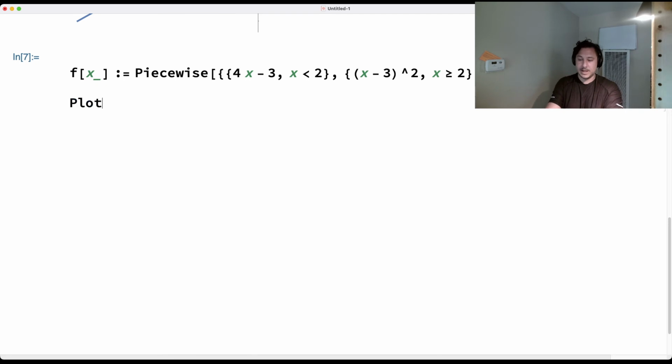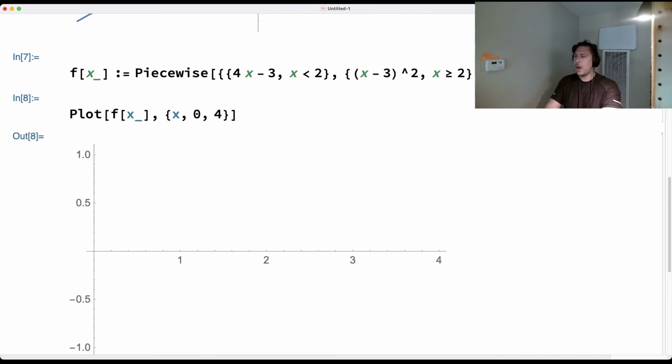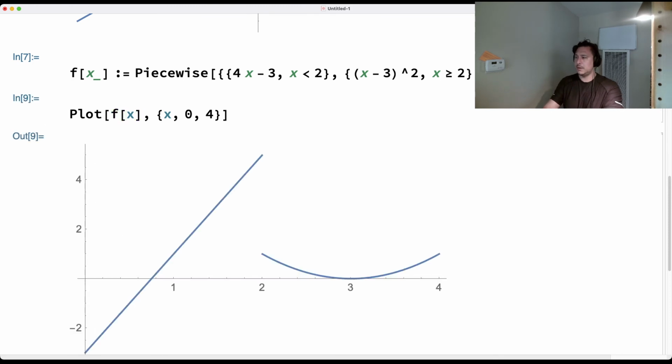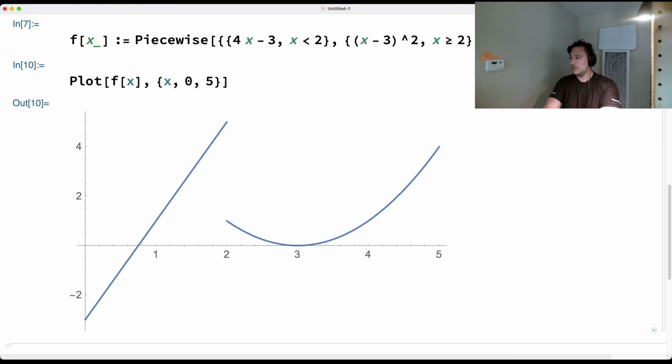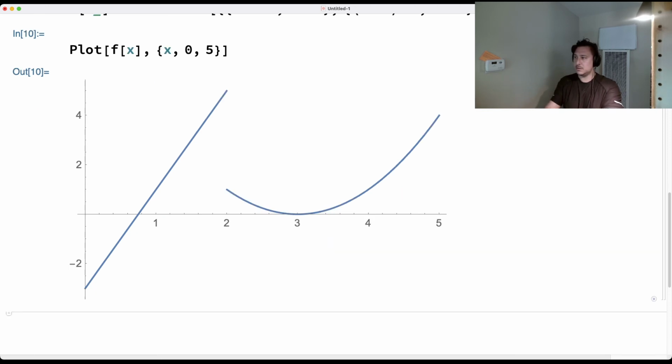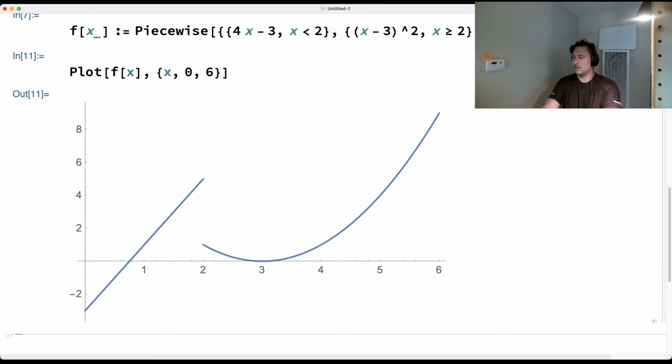And let's plot this function, where the x's shall go between, let's say, 0 and 4. See how that looks. Oh, there we go. Maybe 0 and 5. 0 and 6. There we go. Oh no, we could do 0 and 5.